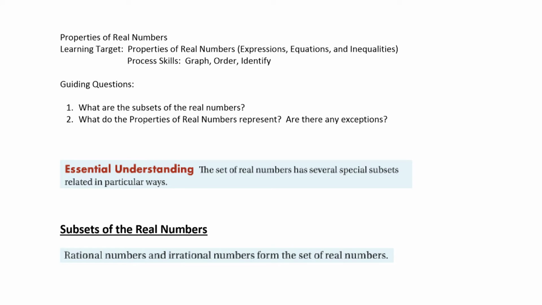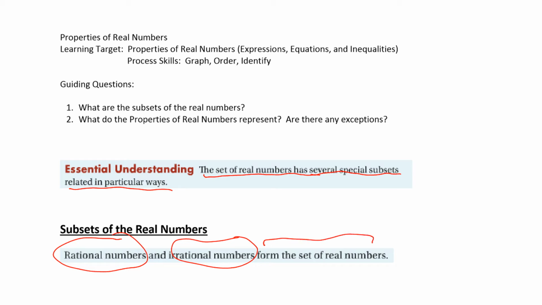The essential understanding states that a set of real numbers has several special subsets that are related in particular ways. The subsets of the real numbers are the rational numbers and irrational numbers that form together to make the set of the real numbers. Rational numbers plus the irrational numbers equal the set of real numbers.